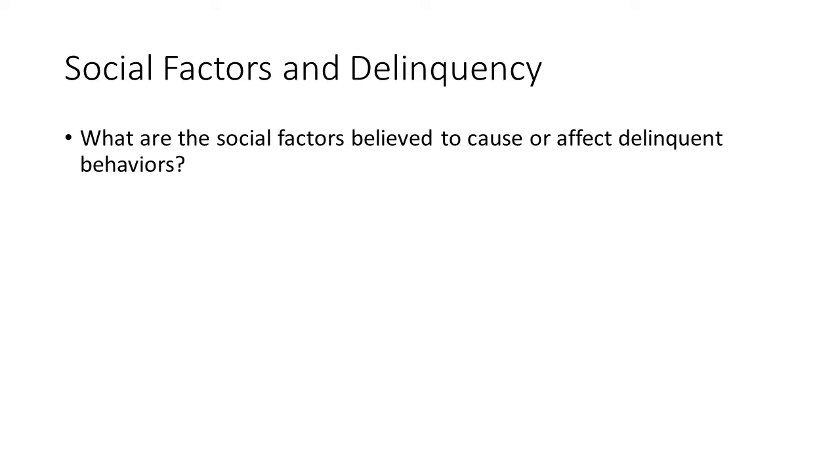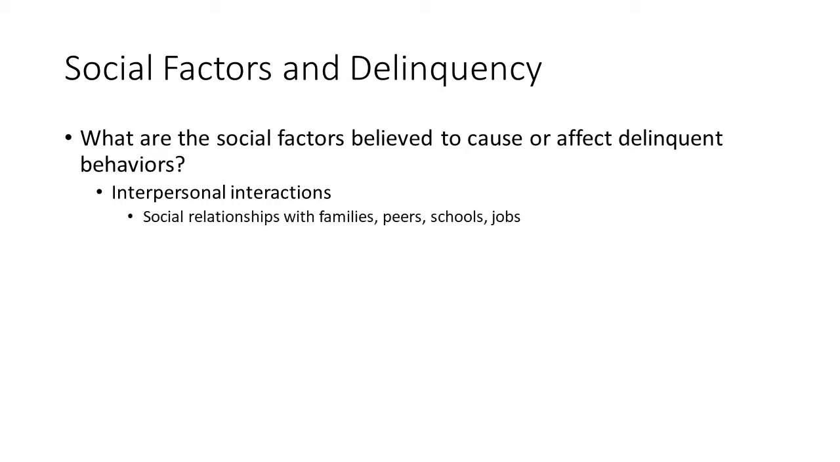What are the social factors believed to cause or affect delinquent behavior? We have three: interpersonal interactions, social conditions, poverty, and racial disparity. Interpersonal interactions are the social relationships with families, peers, schools, jobs, and the criminal justice agencies, for example, law enforcement, courts, the probation system, social services. They all play a role in juvenile behavior. And a disruption in any one or more of these relations has been linked to delinquency behavior and crime.